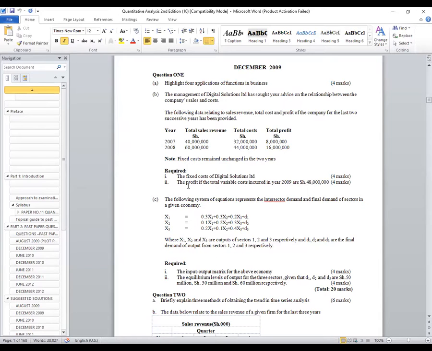How about Roman 2? Roman 2 of this question, the profit, if the total variable cost incurred in the year 2009 are 48 million. Could you kindly just take a minute to think through this question? It may look a bit complicated, but not really. It's quite an easy one.